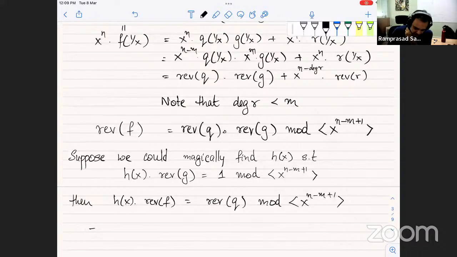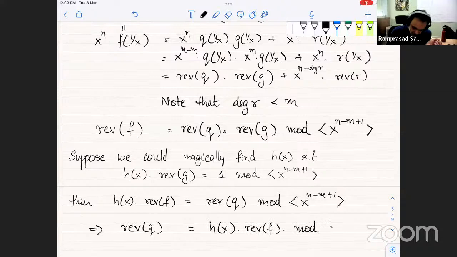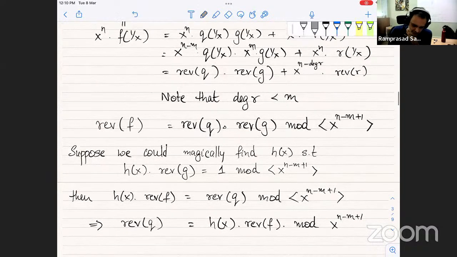Okay, so what does this say? This implies that the reverse of q, which is what we wanted, is equal to h(x) times the reverse of f, mod x^(n-m+1). I might avoid writing these angle braces when it's just a single generator and it's clear. Okay, now what do I know about this? I know this is a polynomial of degree n minus m.